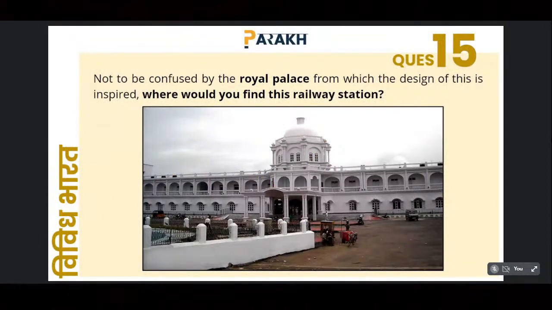Not to be confused with the royal palace from which the design of this is inspired, where would you find this railway station?